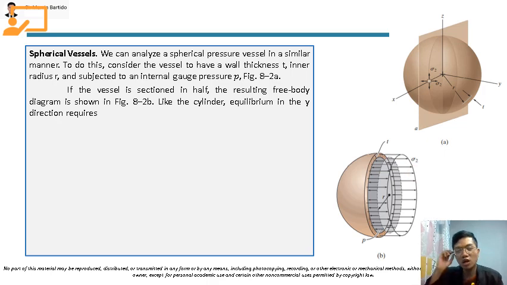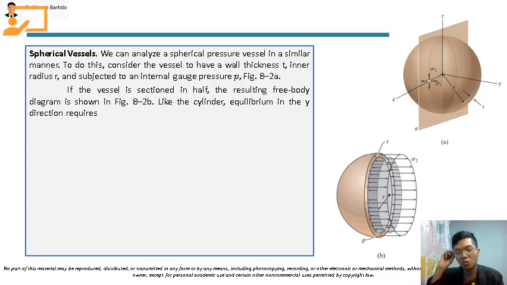Take note that if we cut the sphere in half in any section, it will have the same free body diagram. So like in the cylinder, equilibrium in the y direction. The loadings here will be in the y direction, so the y-axis is here. So these loadings are all in the y direction. The stress that the wall of this spherical vessel will be subjected to will be denoted as sigma 2 here.